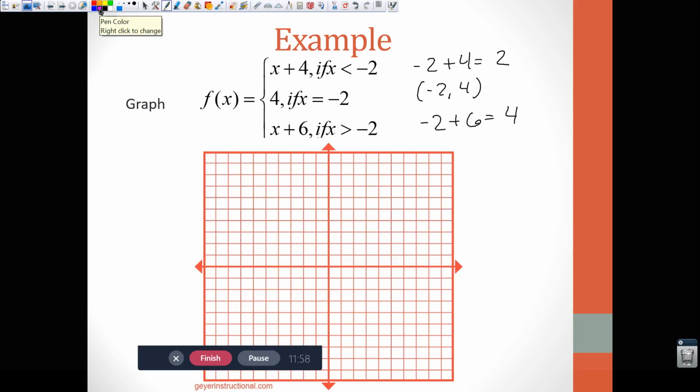Okay, so at -2, we're at 2. So -2, 2, and it is an open circle. And at -2, we're at 4, and it is a closed circle because it's equal to. And at -2, we're at 4, and that is an open circle. Okay. And then remember again, if they overlap, it's fine. So now let's draw our graphs.